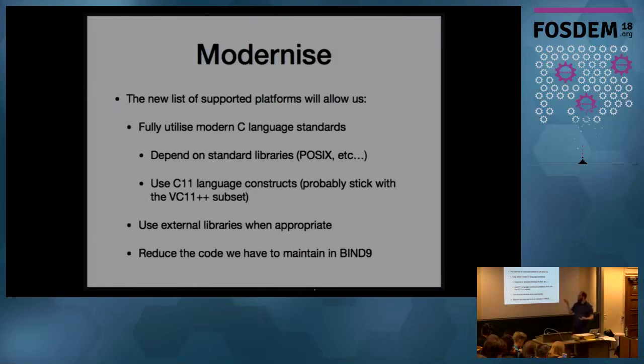We should also use external libraries where appropriate, so not reinvent the wheel and focus on the things that are important. And the important thing in a DNS server is the DNS, not the supporting libraries. So basically the reason is that the code base of BIND is so huge that we need to reduce the code base we have to maintain in BIND to really have time to focus and maintain the DNS protocol.